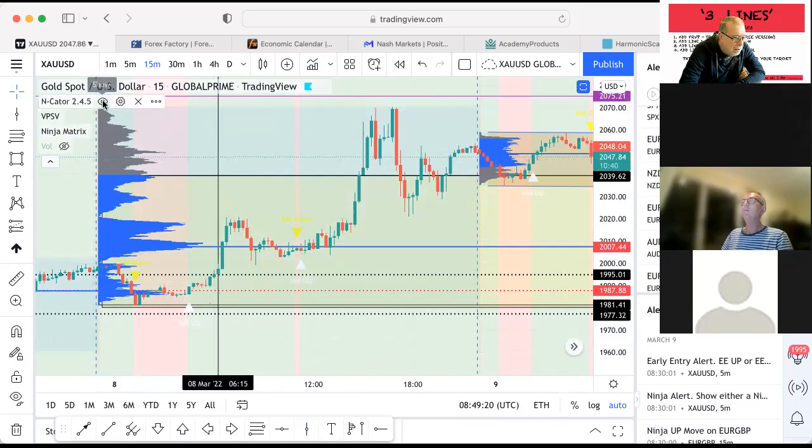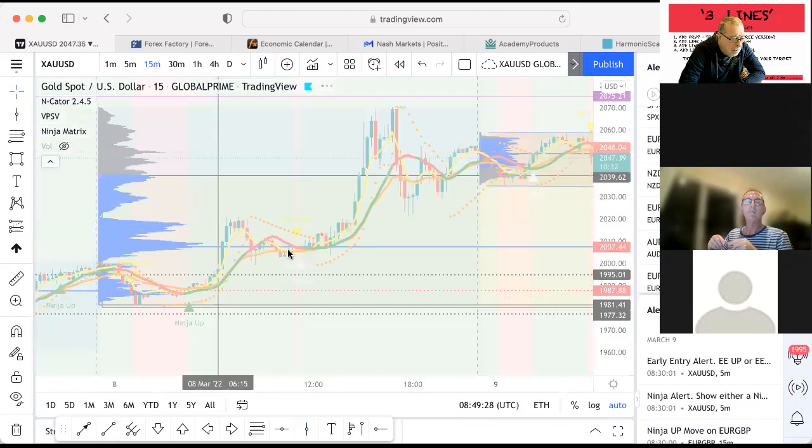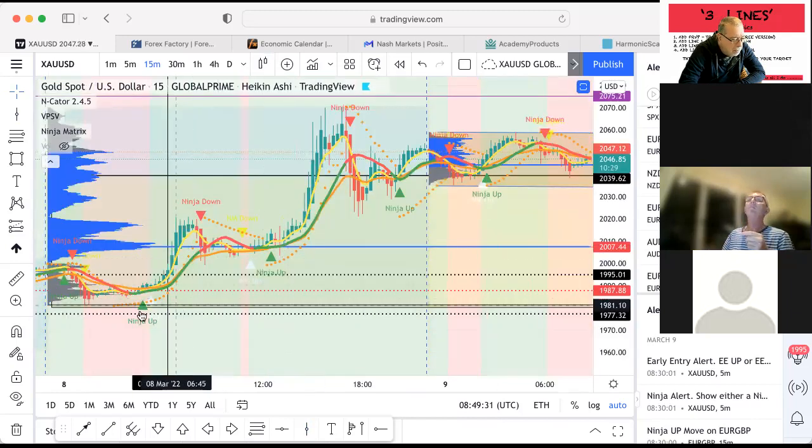And if I then put the Ninjacator on and add the Heikin Ashi candles, what I noticed was we'd had a Ninja up just prior to the Ninja Matrix up, and when I started looking at it at 6:15, the third thing I noticed was that the 13 MA had turned green and the 5 MA, the yellow line, was above it, but also it was widening. So I thought there's an opportunity for a buy here.